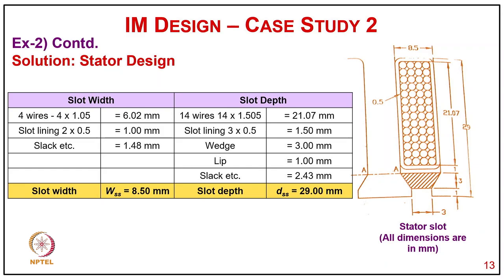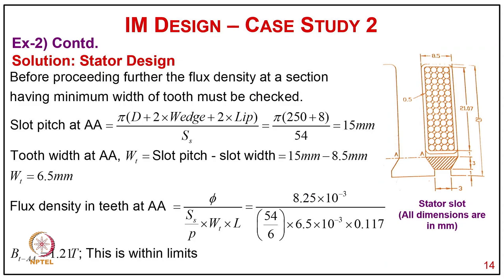Similarly, we can have a slot depth, I mean for finding, typically from 14 wires of 14 into 1.505 and slot lining 3 into 0.5 and wedge of 3 millimeter, lip of 1 millimeter and slack etc. equal to 2.43. So, at totaling, I mean the depth of the slot becomes DSS equal to 29 millimeter as you can see in the diagram. Now, coming to further design of a stator, before proceeding further, the flux density at a section having a minimum width of teeth must be checked.